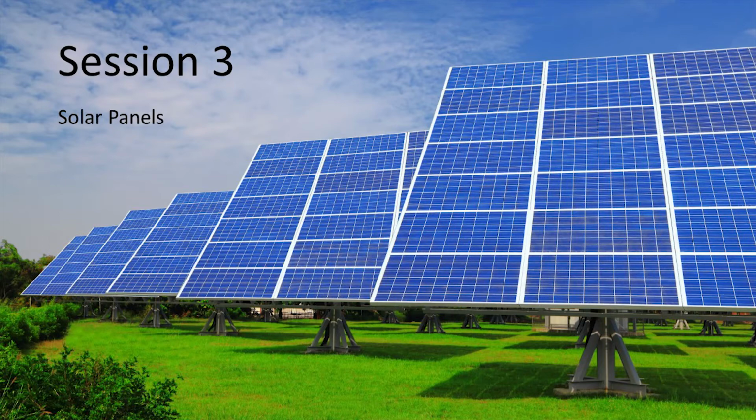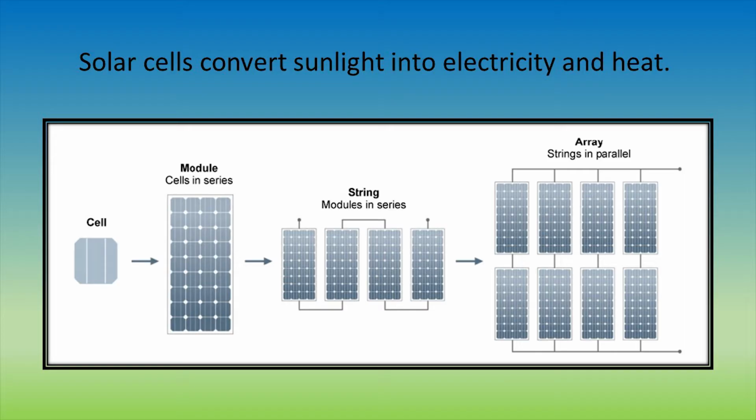In this session, you will be learning about solar panels. Solar panels, also called photovoltaic modules, are made up of individual solar cells. Each solar cell converts light into electricity and heat. When placing solar panels in series, this is in order to gain a specific voltage. A series of solar panels is called a string. When you put multiple strings in parallel with each other, you create an array. An array is helpful to produce a specific current.